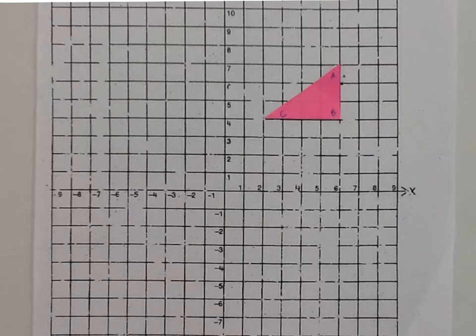All right, here we have triangle ABC. Start by labeling the vertices. In other words, what point is the XY coordinate of A, and then of B, and of C. Pause your video, then restart to check your answer.